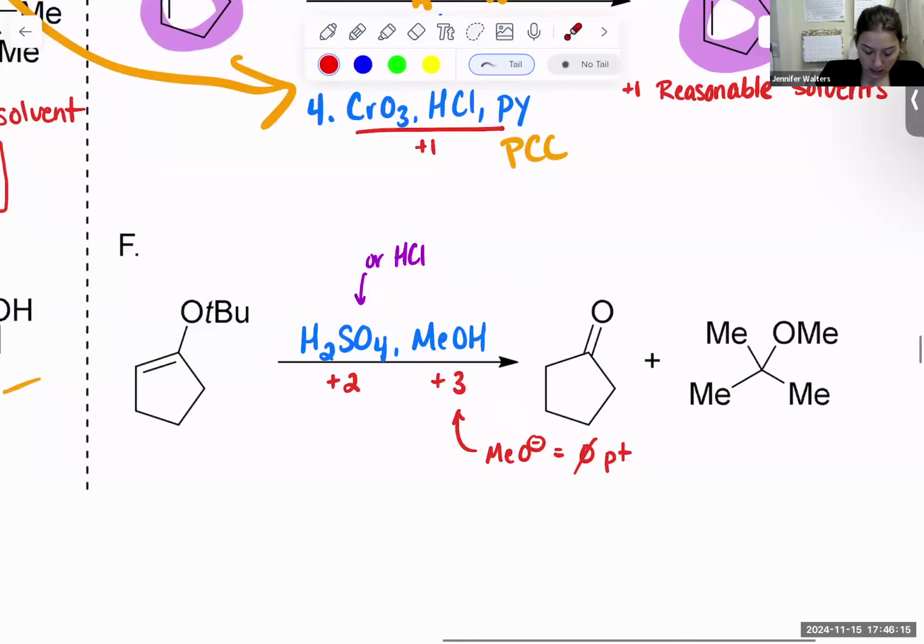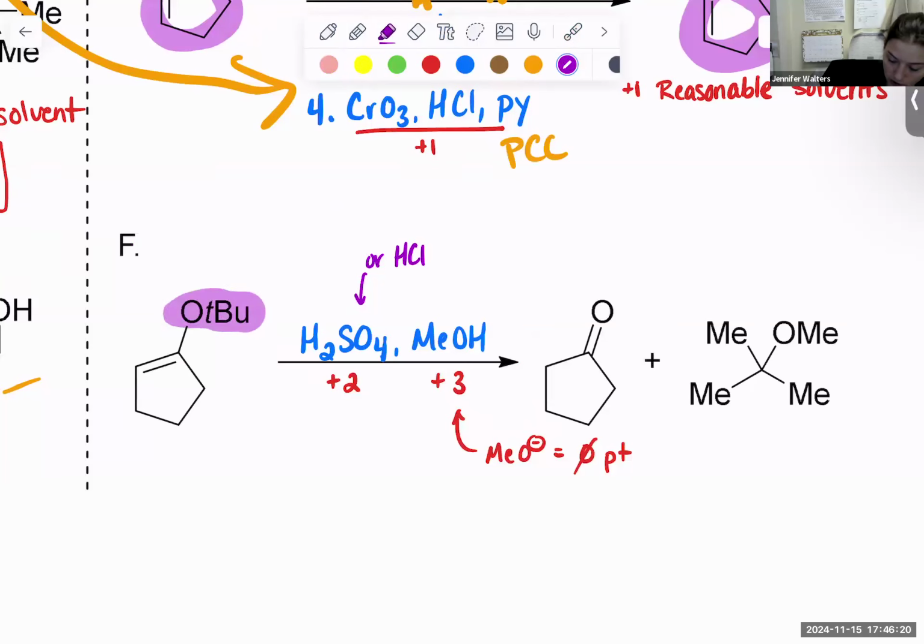So the key thing here is recognizing that OtBu is this part. Or potentially that part, actually, I guess I should do it this way, is that the tert-butyl is here.